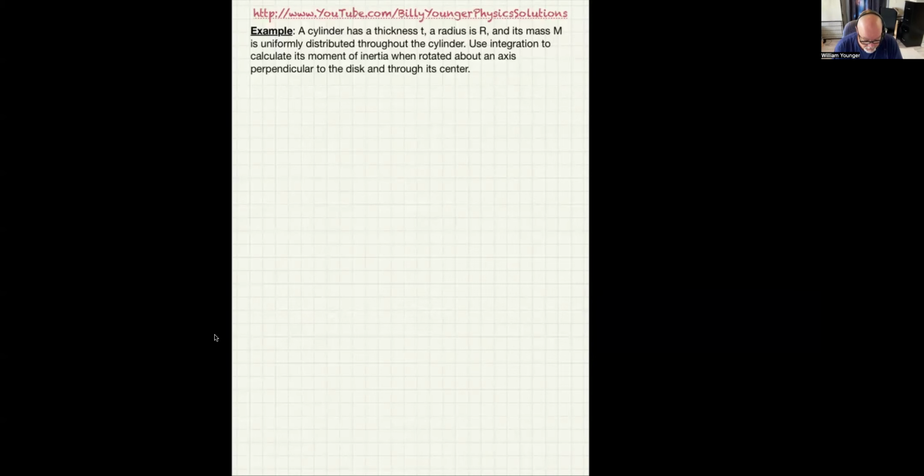So I've got the problem written up. It says a cylinder has a thickness T and a radius R. Actually, that should be a radius R, not a radius is R. You'd think I would have caught that beforehand. And its mass M is uniformly distributed throughout the cylinder. Use integration to calculate its moment of inertia when rotated about an axis perpendicular to the disk and through its center. So we're going to do that, and I'm going to do so by single integrals.